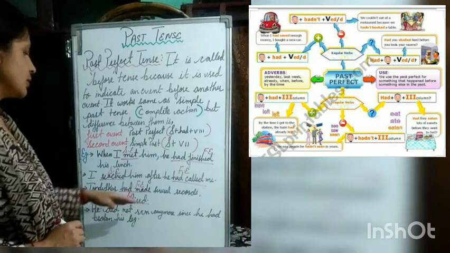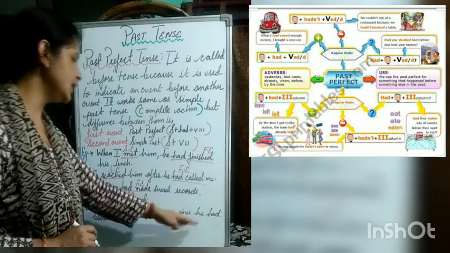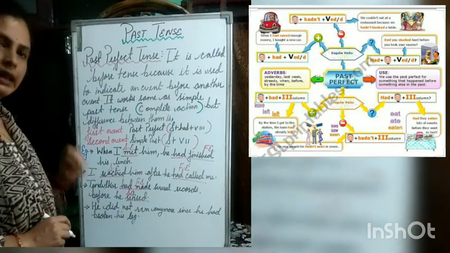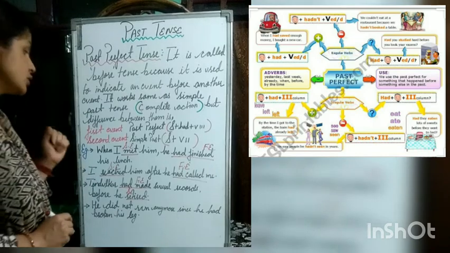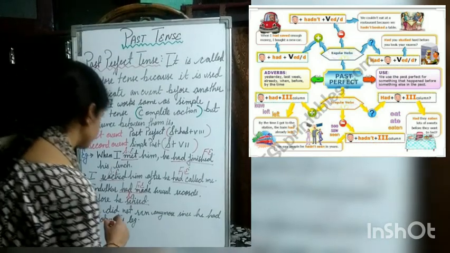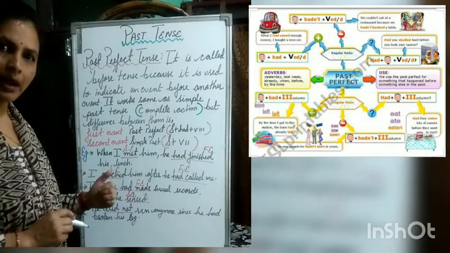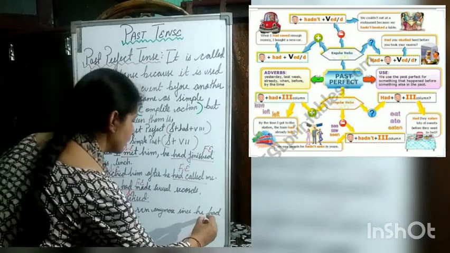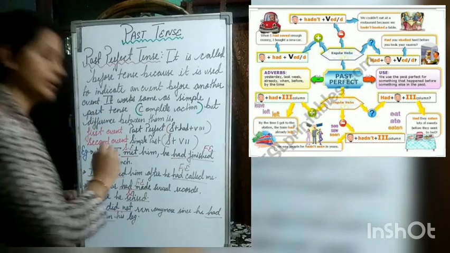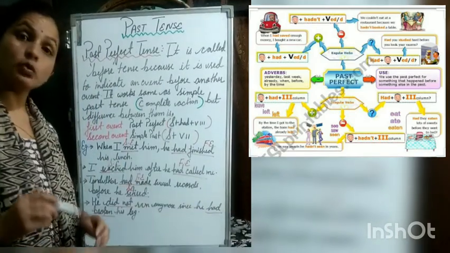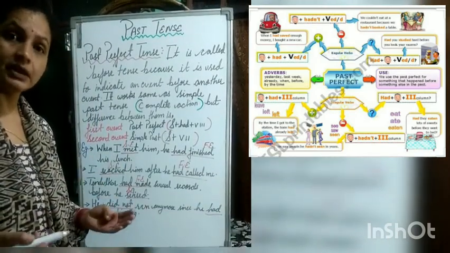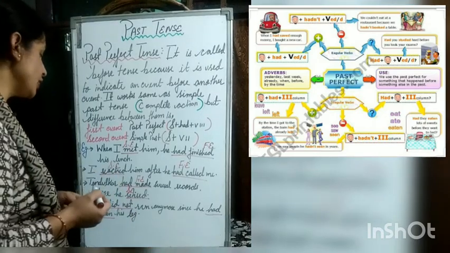He did not run anymore since he had broken his leg. Now, he did not run anymore. Did not, that is past form, and had broken. So which one is going to be the first event? Okay, we have to identify it.